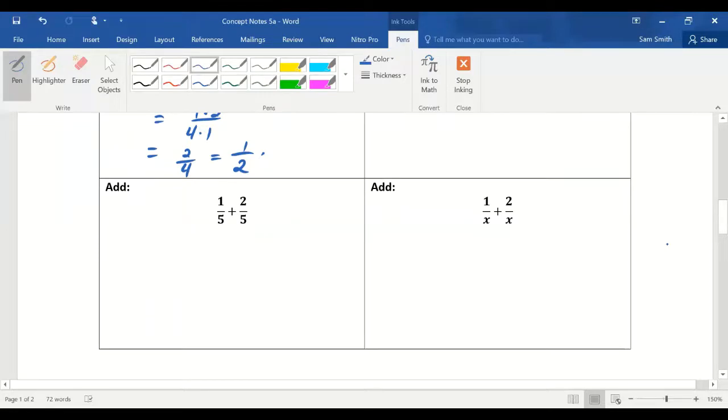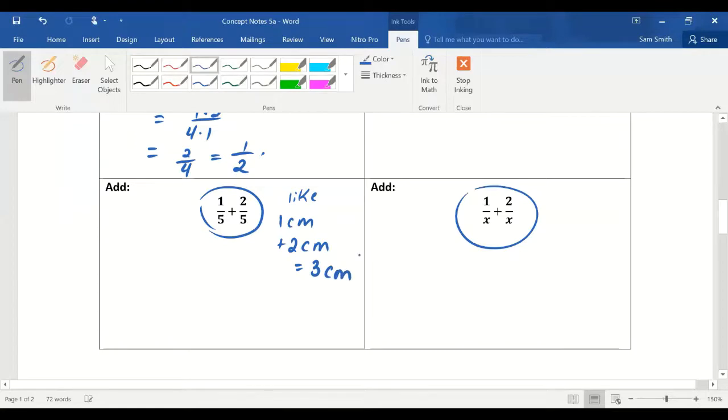Adding as well. Adding is exactly the same for rational equations and expressions as it was for regular, ordinary numerical fractions. Take, for example, 1/5 plus 2/5. These two fractions have identical denominators. Denominators are essentially like units. So this is like 1 centimeter plus 2 centimeters, in total 3 centimeters. Here I have 1/5 plus 2/5, in total 3 of those fifths.